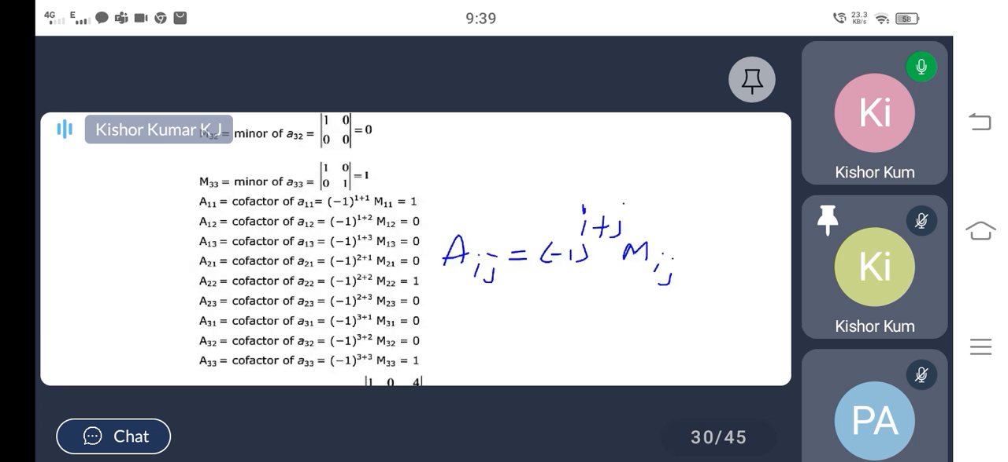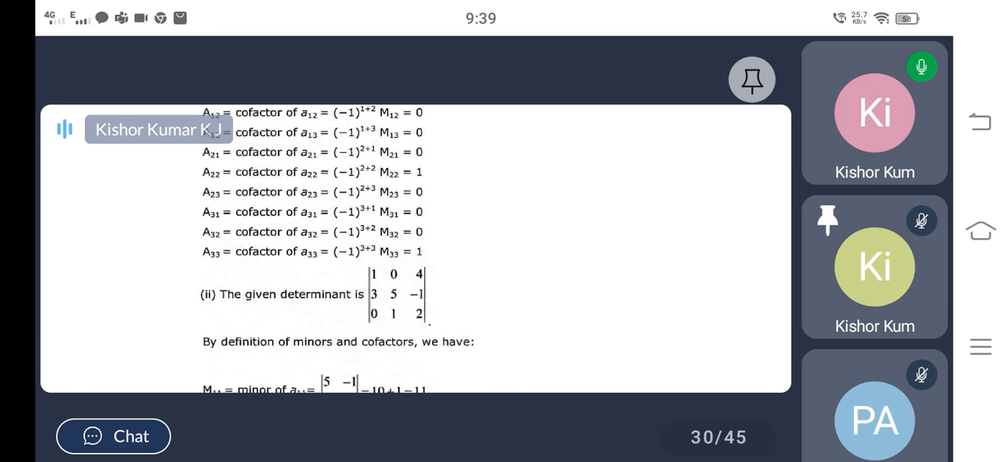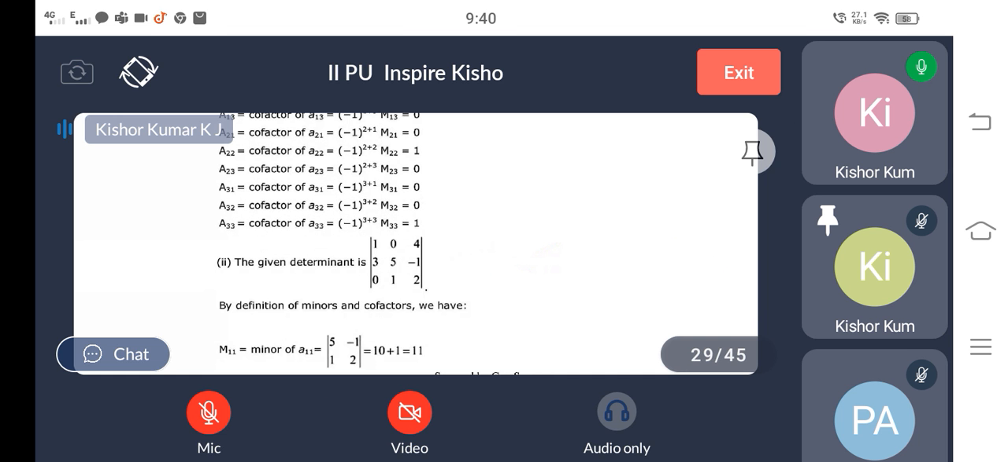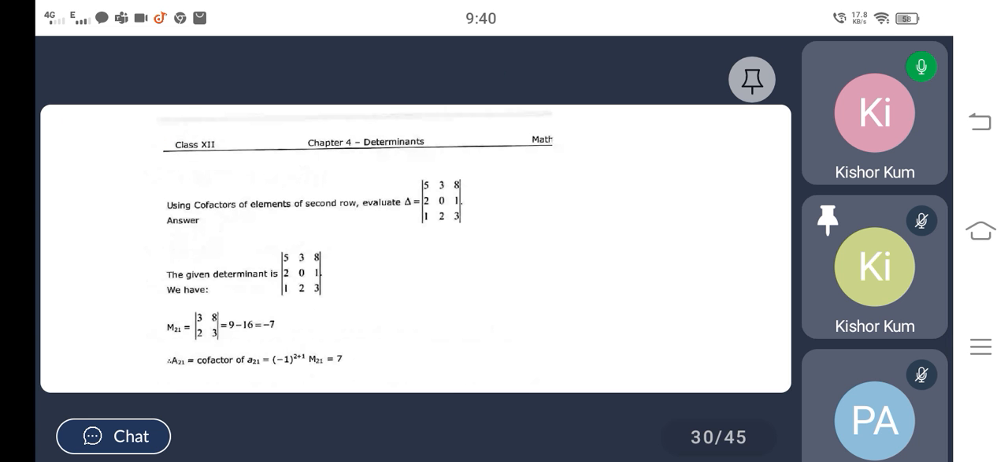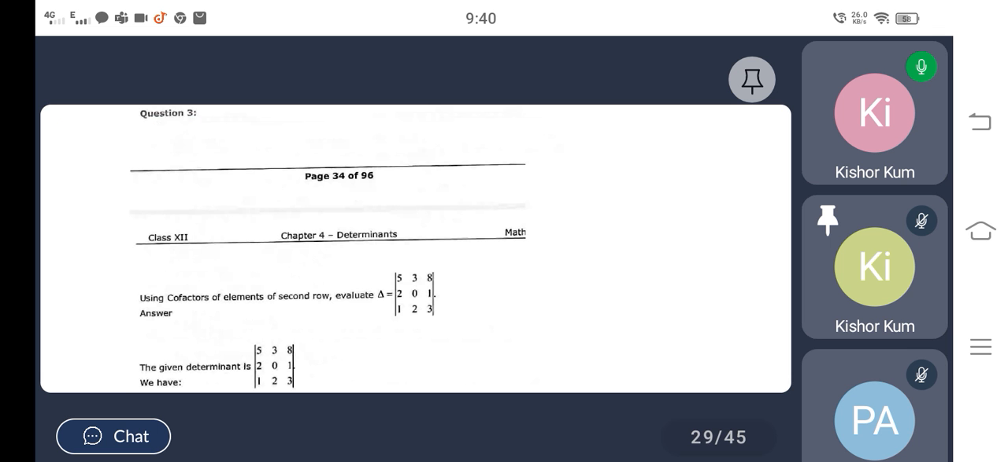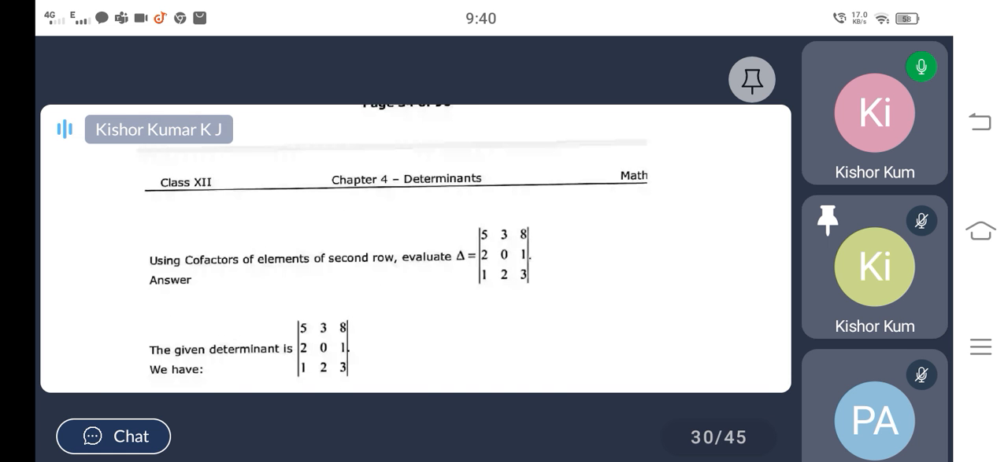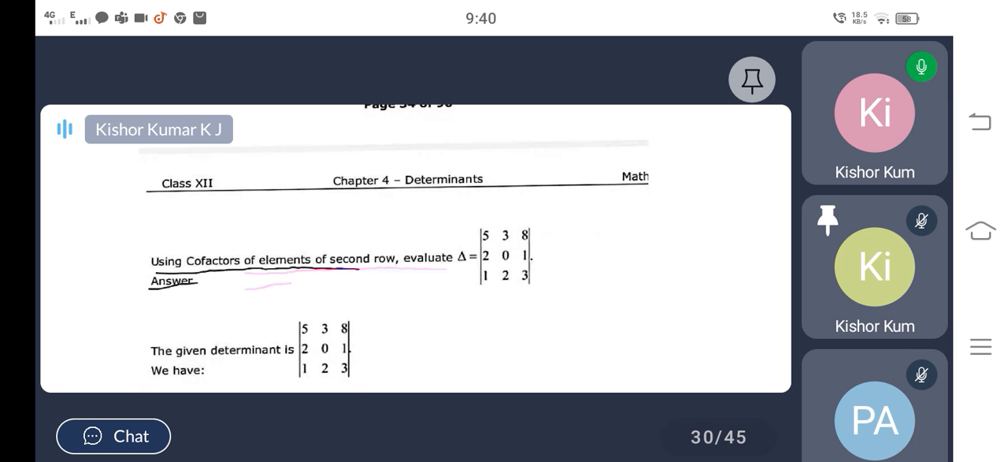So the second sub question, I will leave that question for you people. I will just do our second main question. Let's move to our next, the third question. Question number 3. What is the question we have? Using cofactors of elements of a second row, evaluate delta is equal to 5 3 8, 2 0 1, 1 2 3.